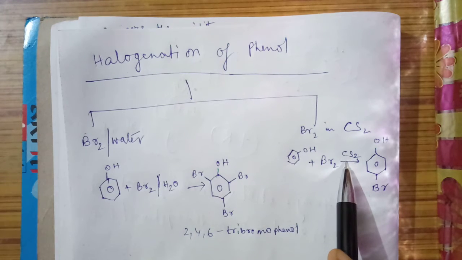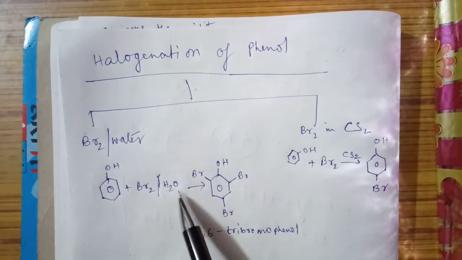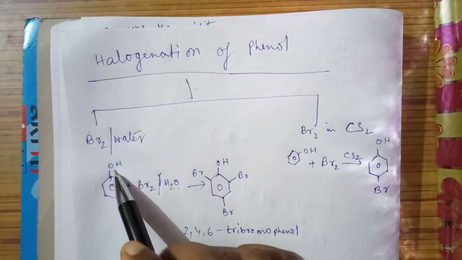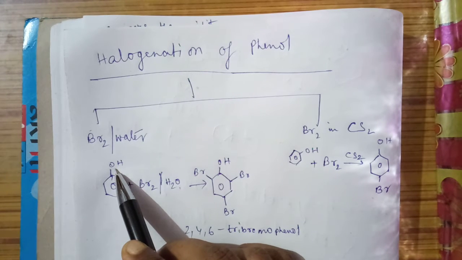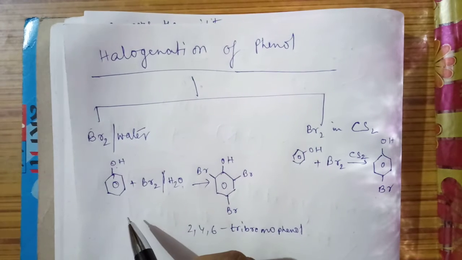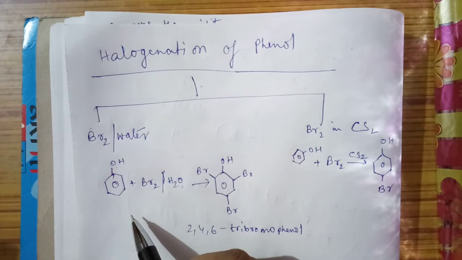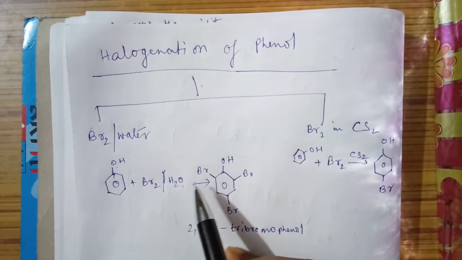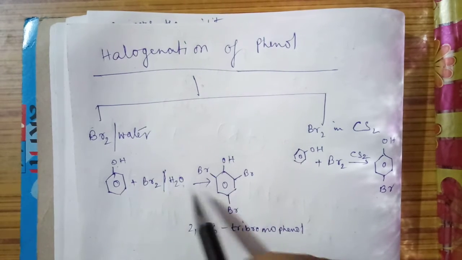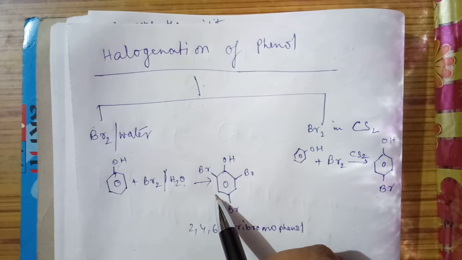What is the reason behind that? In the aqueous solution, phenol will ionize and become phenoxide ion. The phenoxide ion has a tendency to donate its electron towards the benzene ring. It actually activates the benzene ring. So all the ortho and para positions are substituted quickly.